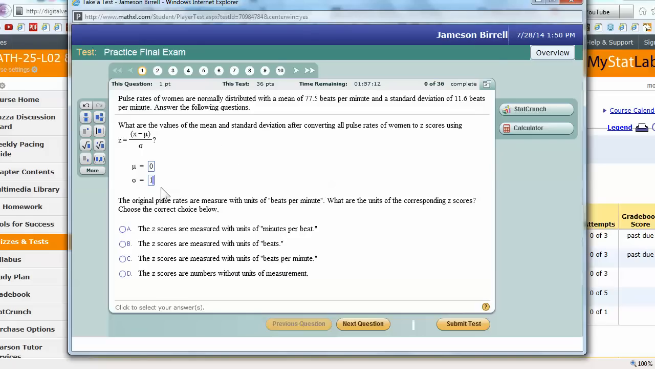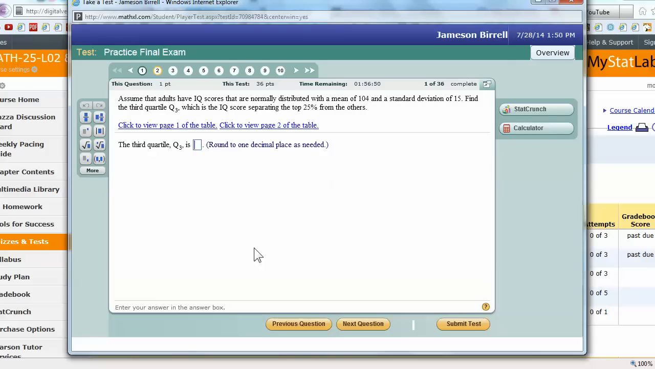So 0 and 1. The original pulse rates are measured with units of beats per minute. What are the units corresponding to the z-scores? Well, they should be the exact same. So they should be beats per minute. Of course, I can't check the answer right now because this is in a review of a test format.